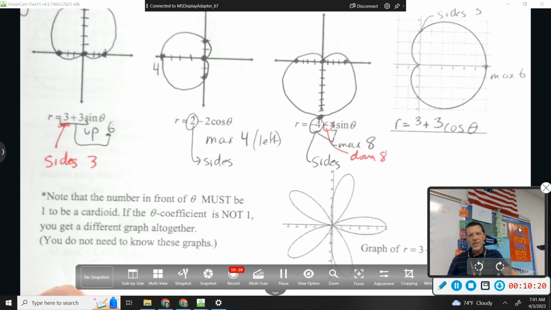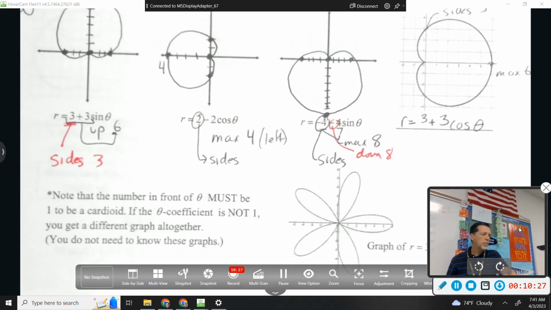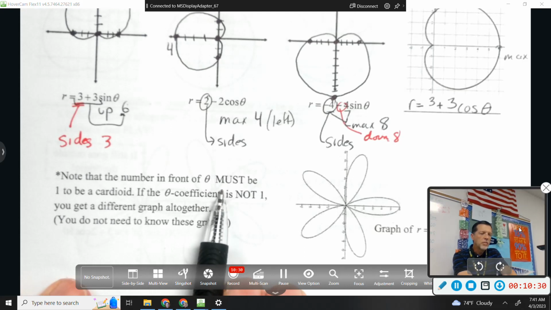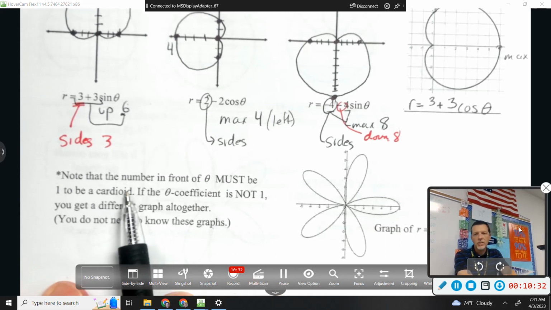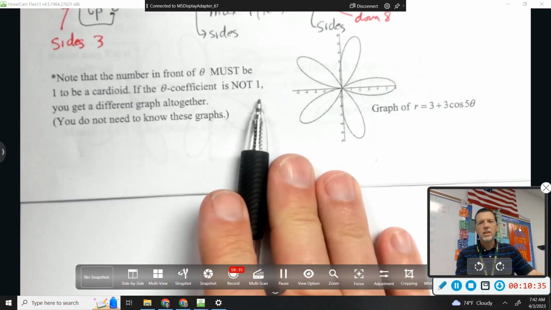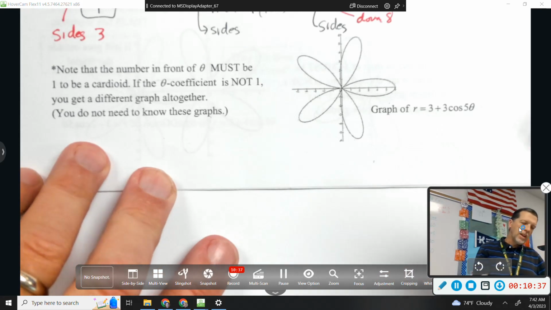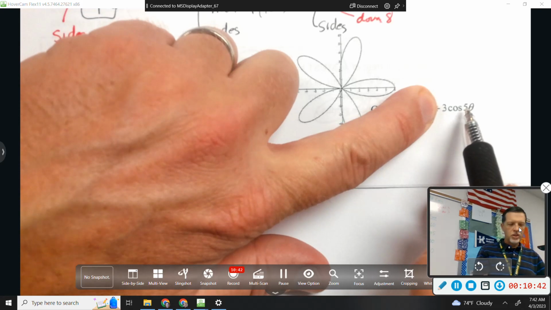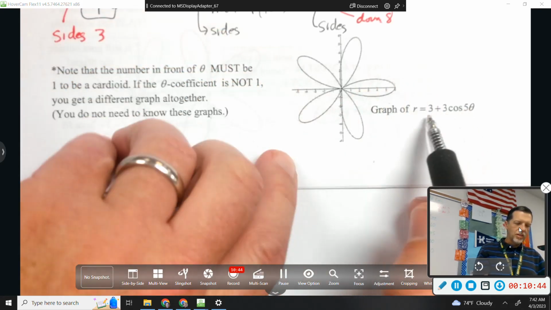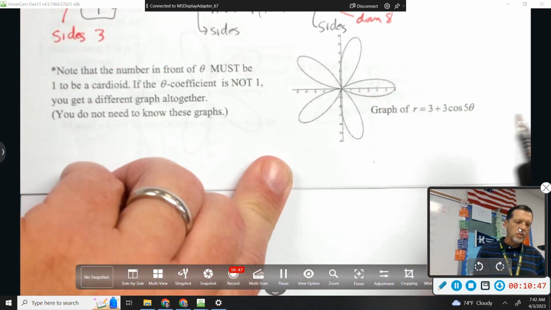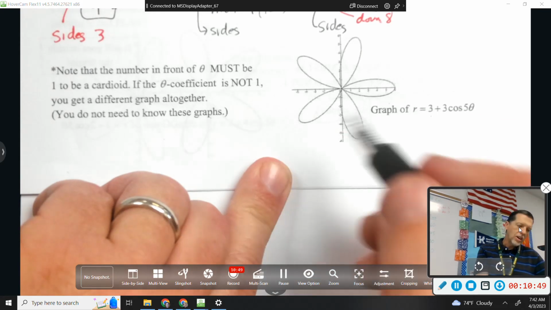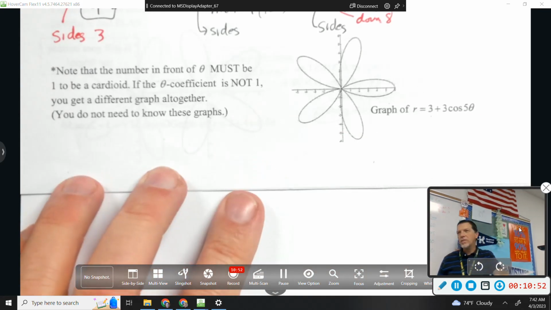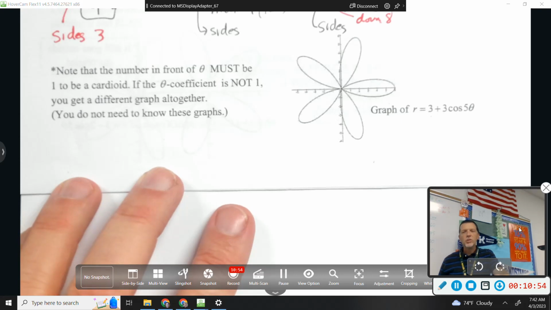So cosine is still x, sine is still y. For cardioids A and B are equal, and then you start piecing it together from there. A little side note here. The number in front of theta must be 1 for it to be a cardioid. If it's not 1, this looks like that piece by itself would be a rose, but that makes it look like a cardioid. It's like, well, that's neither one. You're not going to have to graph these, but you can get some pretty crazy or fun graphs when you start playing with polar.